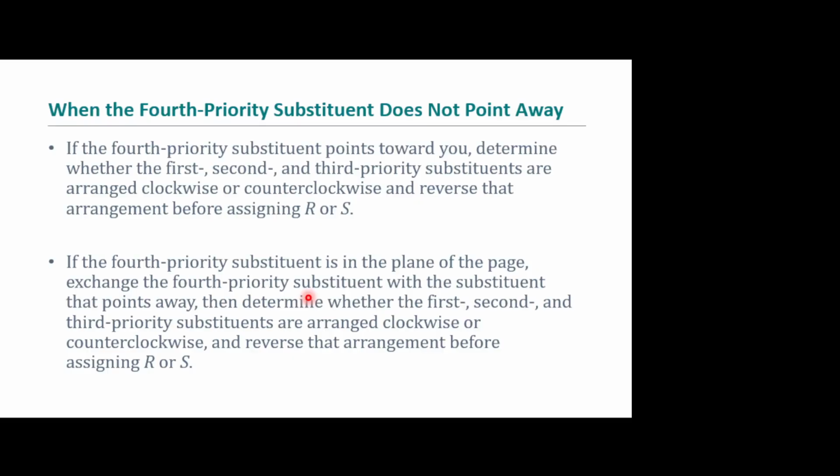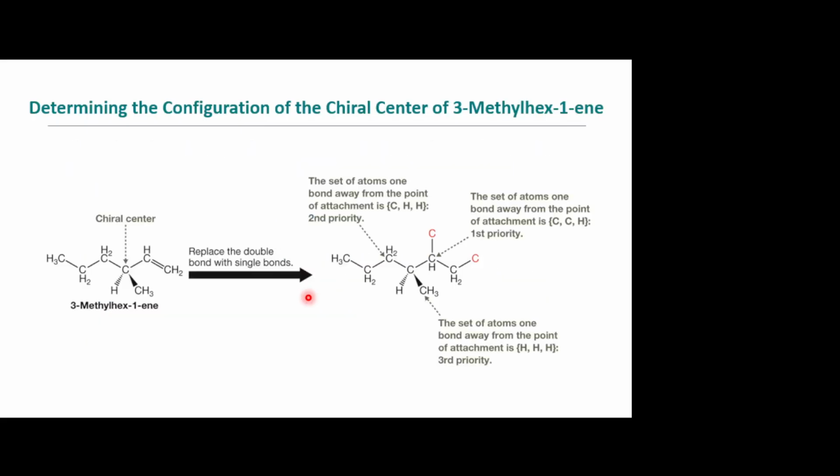So the 4th priority substituent points towards you in cases that are not like this. So this is pointing away from you. So assigning R versus S is quite simple, isn't it? Because we just have to figure out what the priorities are, and then from there, we trace them out. So it'd be this way. Everybody okay with that so far?